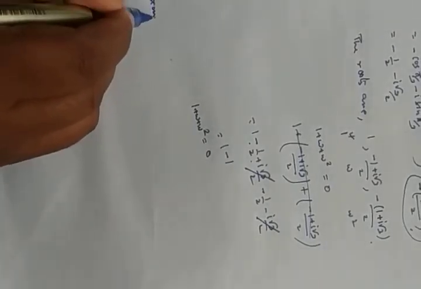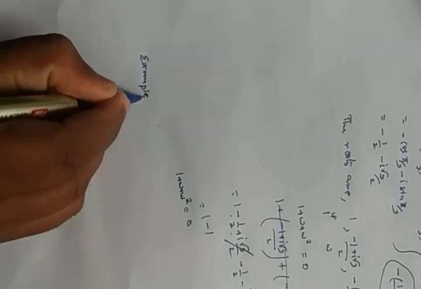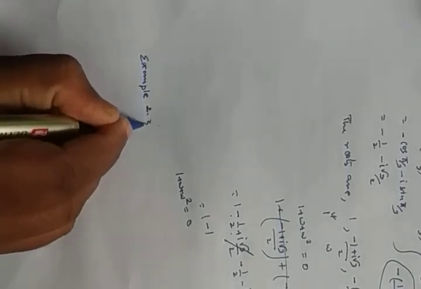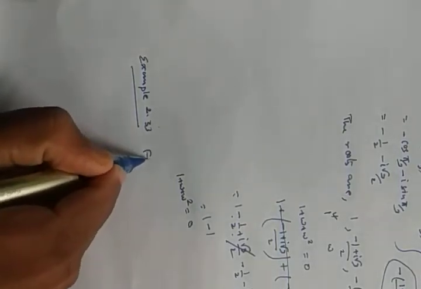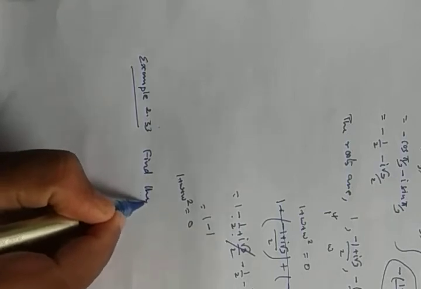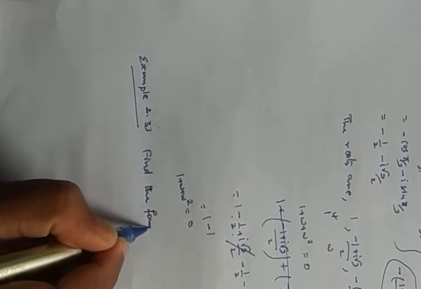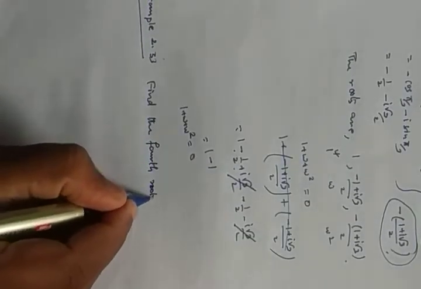Next we will see an example. Is it visible? Right. Example 2.33. So we are going to see the next example, 2.33. Find the fourth root of unity.